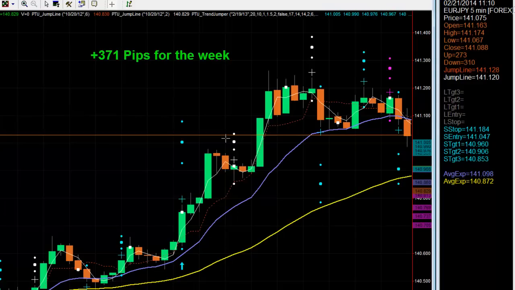Our power of quitting keeping us out of the market after we have hit our goals. You'll see how dynamic it was, right? On Tuesday we made 13 pips. On Wednesday we made 162 pips. On Thursday we made 51 pips. And today on Friday 145 pips. That's 371 pips for this trade plan.